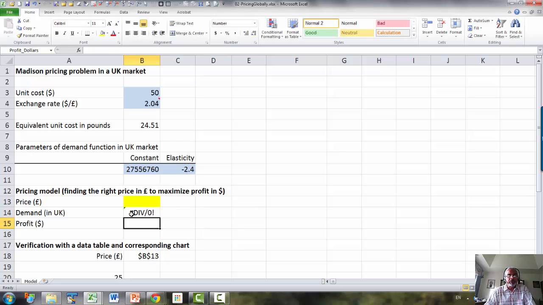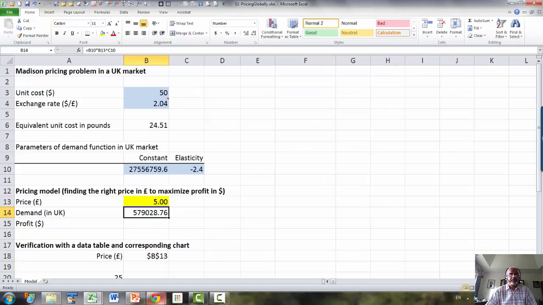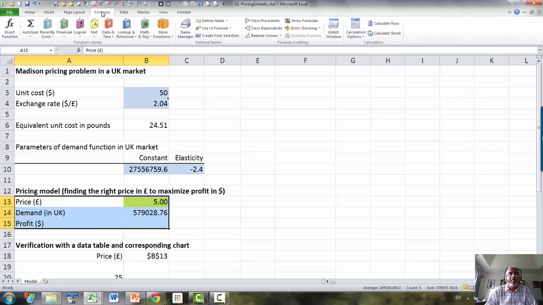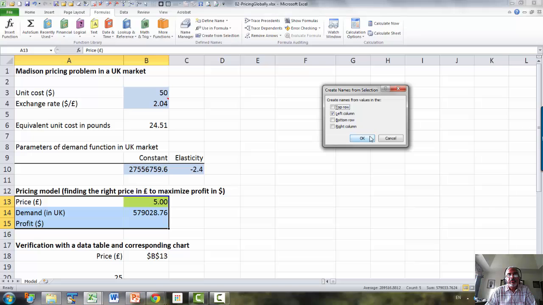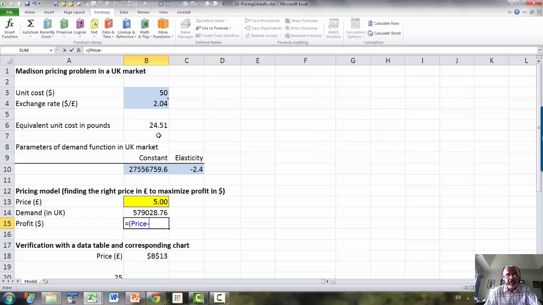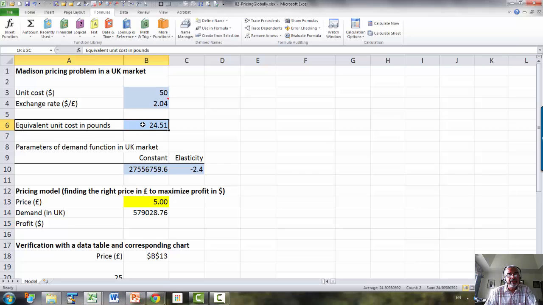Okay. Now of course it is divide by 0 because there is nothing there. So if you put some value there, then you'll have a number. Okay. Okay, now profit, then let's give names. Okay, we didn't name cost, so let's give a name here.